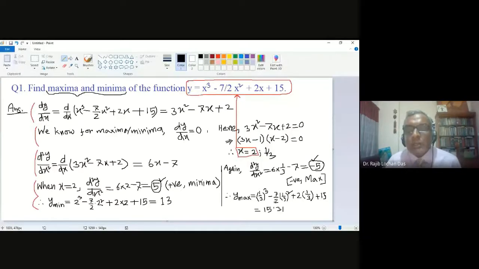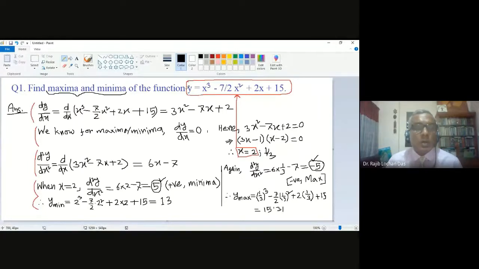This is the maximum value of y, and this maximum value of y will come if you consider x equals to 1 by 3. So that is the concept, the understanding. So let me just go back again. Any function can be given. In this function, there may be sin x, cos x, e to the power x, or whatever.